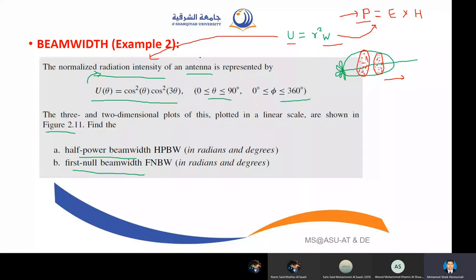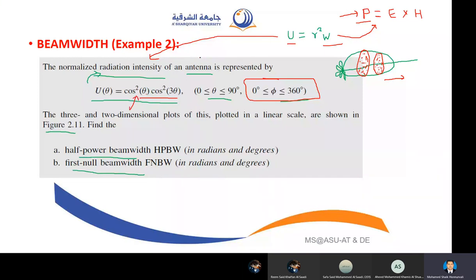U is equal to cos square theta, cos square 3 theta. The theta value is given as 90 and the phi value is given as 360. But from this mathematical equation, you can clearly see that the radiation is only along the theta direction. Even though the phi direction is given, do you see any phi value in the mathematical equation here?